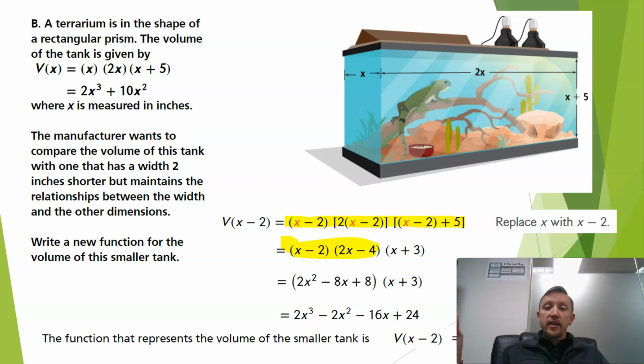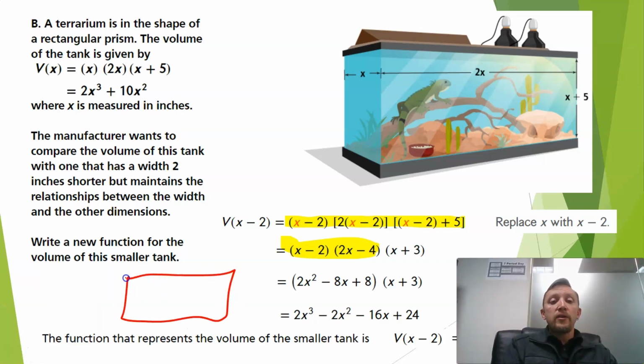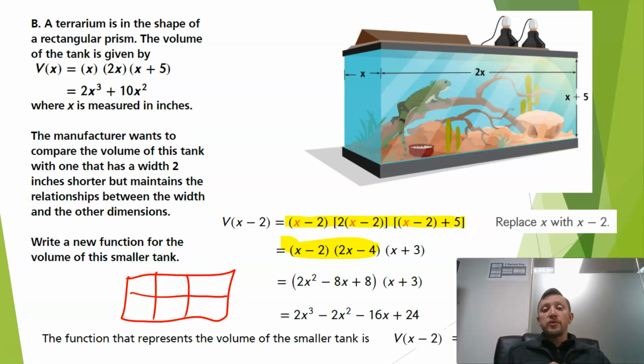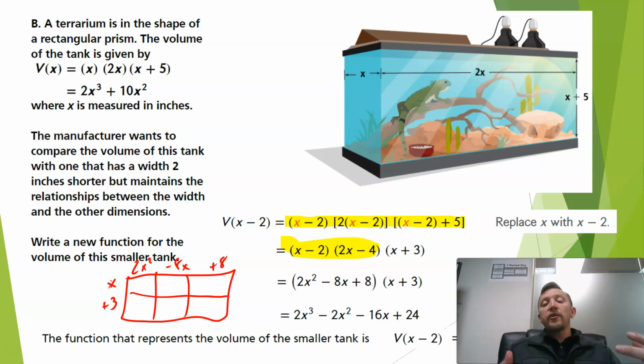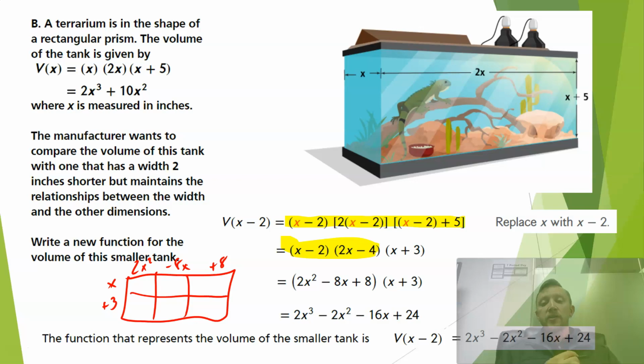Now, the last step, this is where I would definitely use the box method. To show you how they did that real quickly, an easy way to do that would be to draw your box. This would be a 2 by 3 grid because we have 3 terms times 2 terms. We would put the 2x squared minus 8x plus 8 on top and the x plus 3 on the side. We'd multiply all those together, combine like terms, and that's how you get 2x cubed minus 2x squared minus 6x plus 24. So that would be the equation for the volume. Okay, so that's how you would do that.